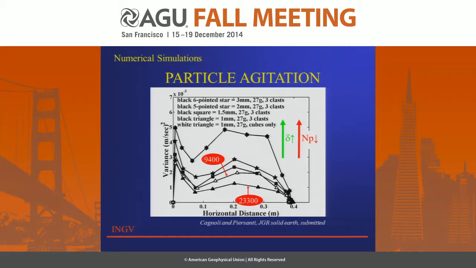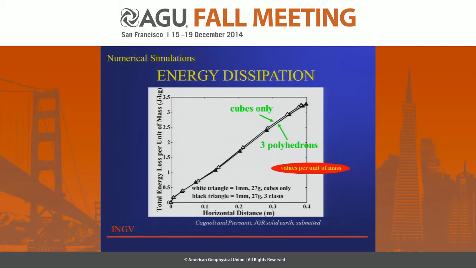So why is this so? The difference here is in the number of particles. The flow with only cubes has a smaller number of particles, roughly 9,000, whereas the flow with 3 particle types and all the other features the same has roughly 23,000 particles. So again, it's the number of particles that makes a difference here.